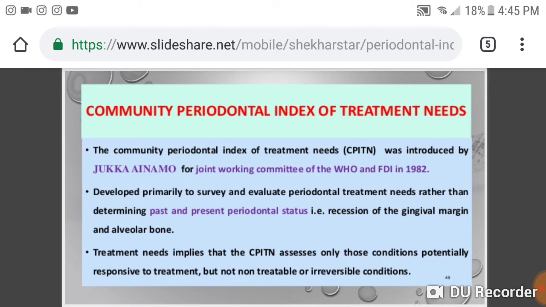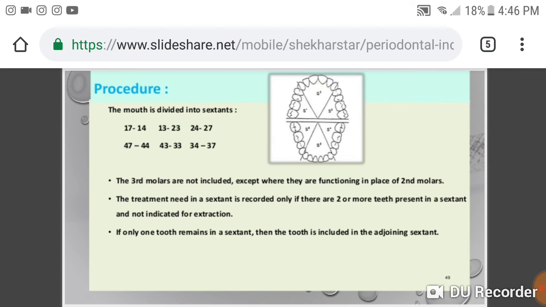The Community Periodontal Index of Treatment Needs was introduced by Ainamo and colleagues for the Joint Working Committee of the WHO and FDI in 1982. It was developed primarily to survey and evaluate periodontal treatment needs, rather than determining past and present periodontal status, that is, recession of gingival margin and alveolar bone. Treatment needs implies that the CPITN assesses only those conditions potentially responsive to treatment, but not non-treatable or irreversible conditions.